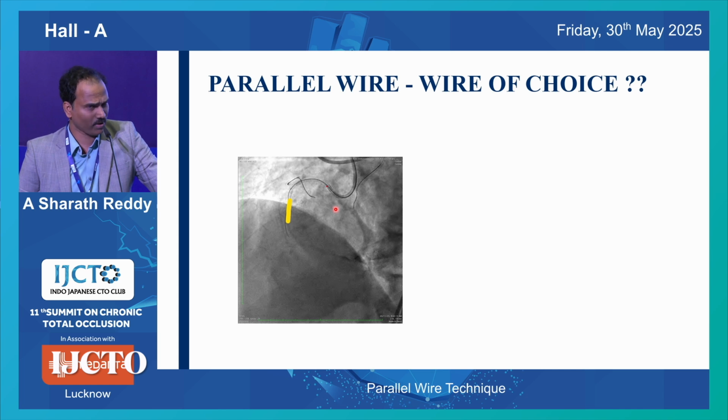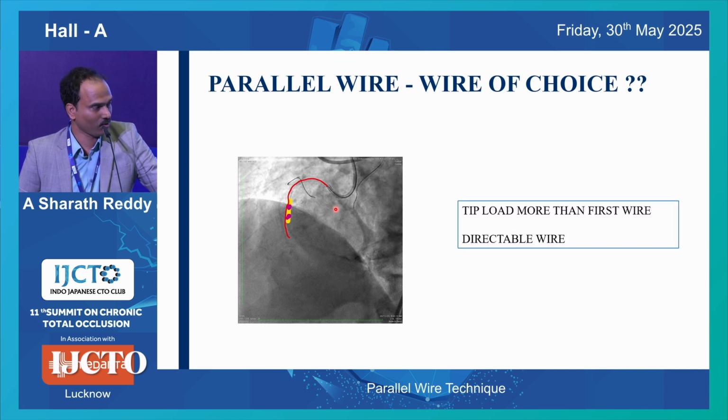The presumption in this scenario, when the wire is subintimal, is that your first wire, having hit a resistance in the CTO, went into a low resistance plane, that is, subintimal. That is the presumption based on which we make choices. So obviously, your next wire of choice should be something which breaks that resistance.